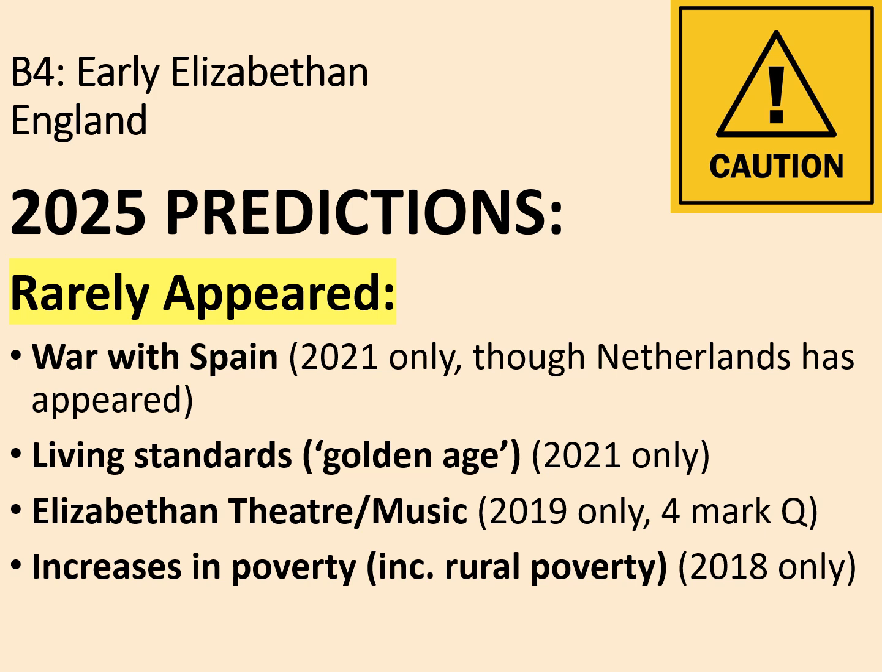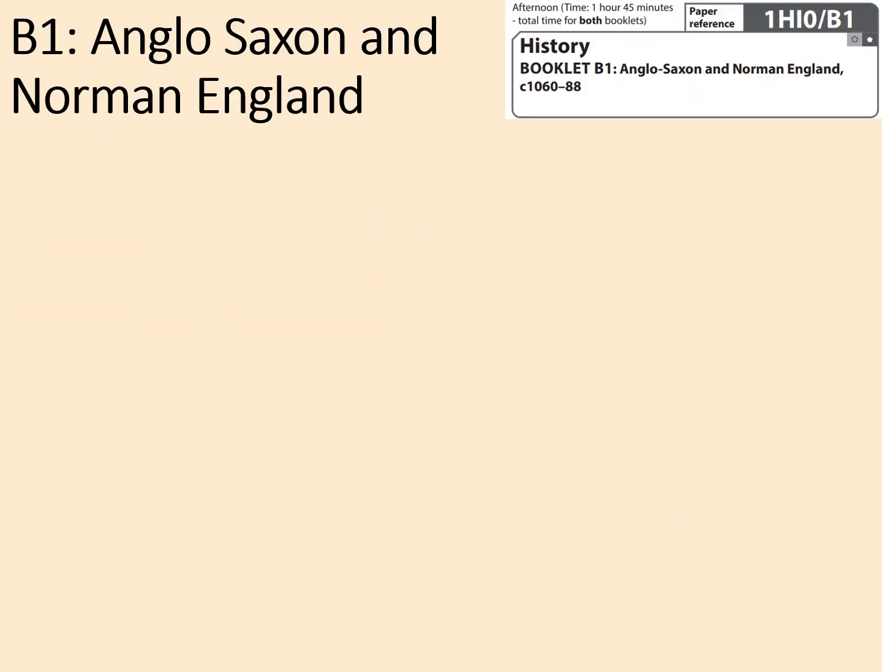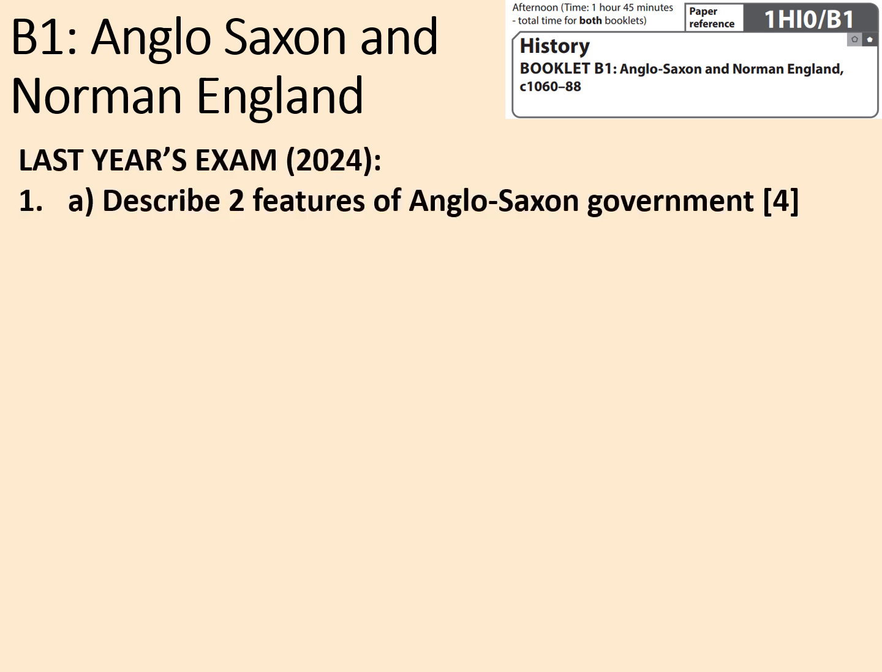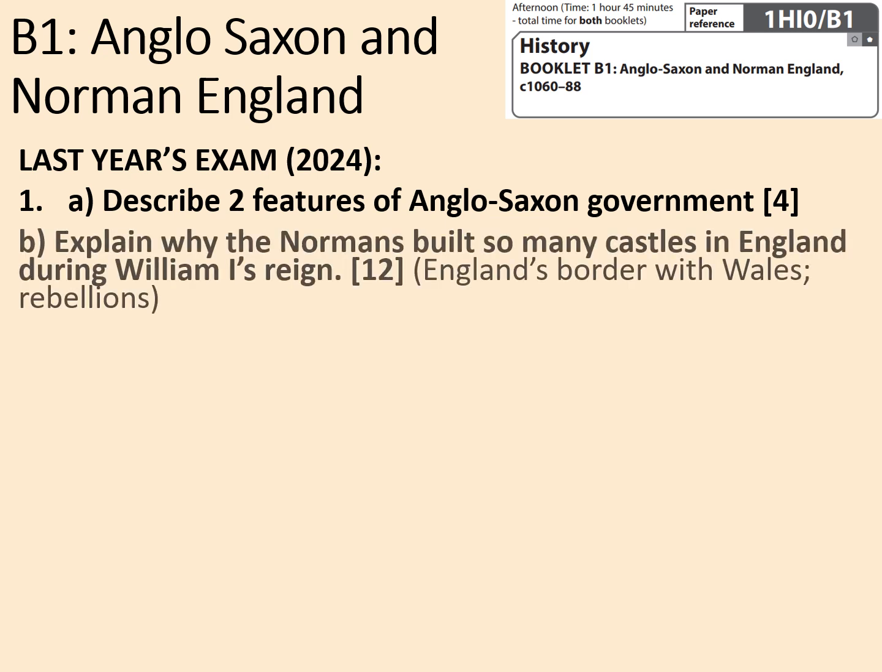Let's move on to Anglo-Saxon and Norman England. This is what last year's Anglo-Saxon and Norman England exam looked like. Question 1A. Describe 2 features of Anglo-Saxon government. That's another one that I predicted. However, remember this is going to be split into 2 different questions this year. Explain why the Normans built so many castles in England during William I's reign. That was worth 12 marks and it was a pretty popular and fair question. The stimulus points were England's border with Wales and rebellions.